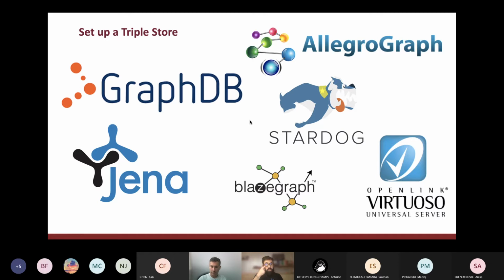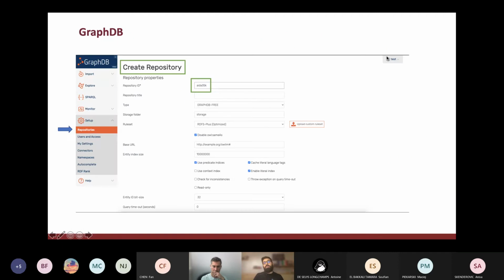But how do we work with this data? I mean, do we have to develop algorithms that go through this data set and do the queries for us? The answer is no, we don't have to do that, because there are a lot of triple stores that do that for us. Some of them are GraphDB, Apache Jena, BlazeGraph, Virtuoso from OpenLink, Stardog, and AllegroGraph. And today we are going to use GraphDB.